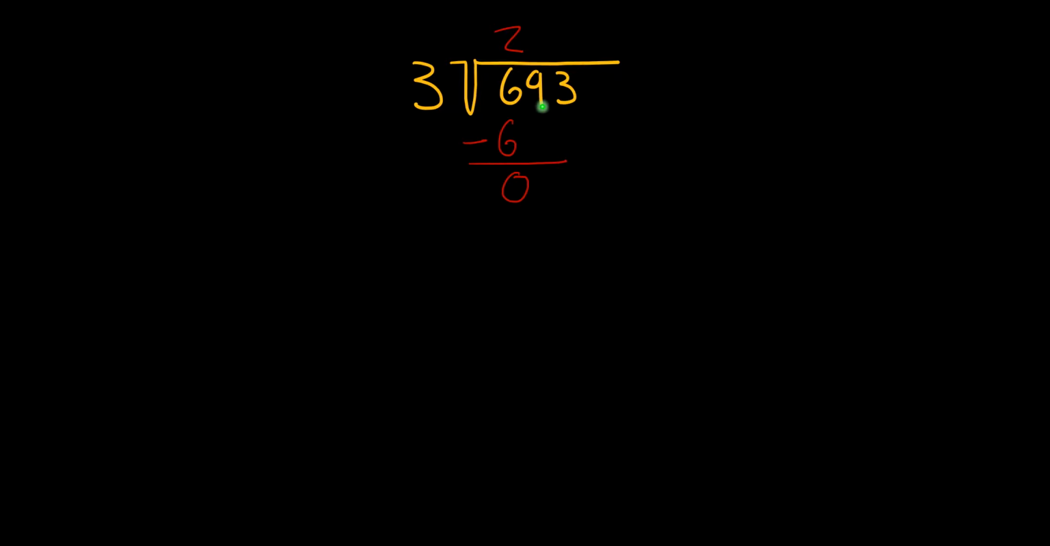Now I'm going to bring the 9 straight down. And we have 9 divided by 3. In other words, 3 times what will give you 9? And so if you remember your multiples of 3, 3 times 3 is 9. So now we say 3 times 3 gives us 9. I'm going to write a 9. 9 minus 9 is 0. And we bring down our other 3.